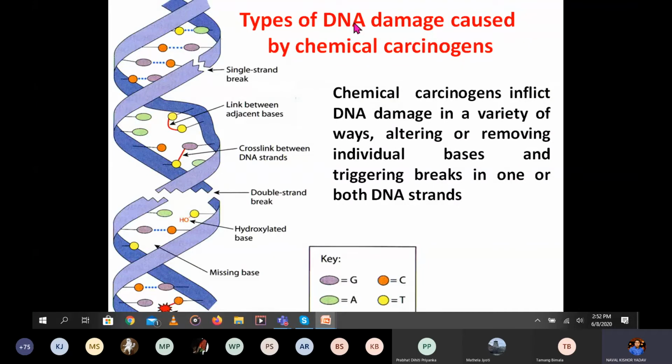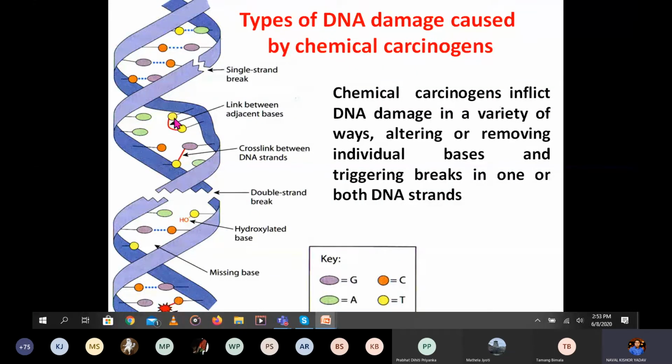So this DNA damage caused by chemical carcinogens causes mutation in the DNA. So what is the DNA damage caused by the chemical carcinogen? Chemical carcinogens damage DNA in a variety of ways: inserting, altering or removing individual bases, triggering a break in one or both strands. Either it can remove or alter the individual base, or you can see in the diagram here, this is one strand, this is another strand. There is a cut in the single strand. This is DNA damage, or a cut in both strands, a double strand cut. Either single strand cut or double strand cut, this is the DNA damage.